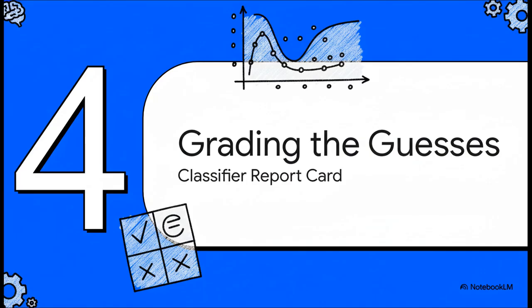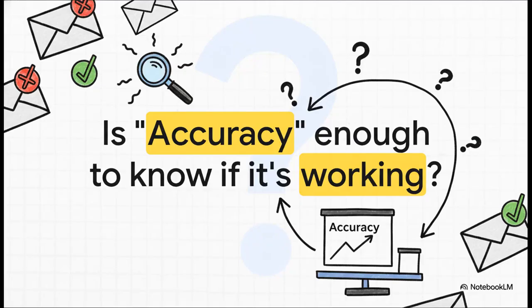And that brings us to a really, really important question. How do we grade that final exam? During that evaluation step, how do we actually know if our classifier is any good at its job? Your first instinct might be to just check its accuracy, right? What percentage of the time did it get the right answer? But honestly, that can be a huge trap.